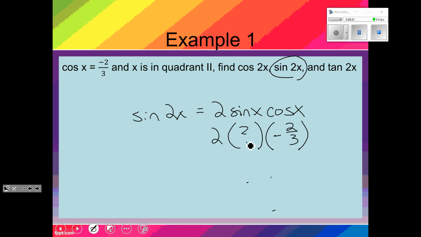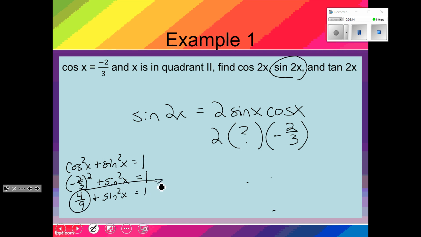Okay, we know cosine squared x plus sine squared x is equal to 1. So we can plug in negative 2/3 squared plus sine squared x is equal to 1. That's going to give me positive 4/9 plus sine squared x is equal to 1. When I move this over and subtract 4/9, I'm going to get sine squared x is equal to what's 1 minus 4/9? 5/9, just positive, because this will be 9/9. So 9 minus 4 would be 5/9.